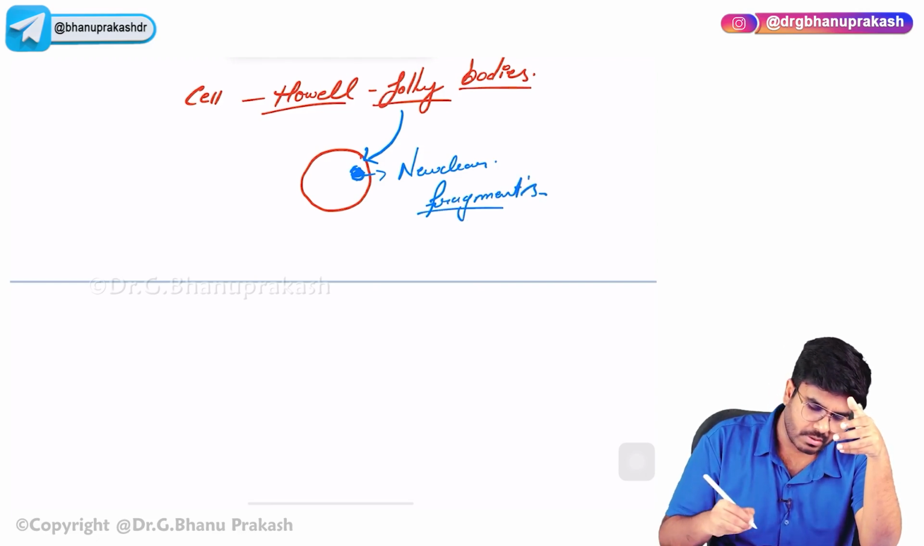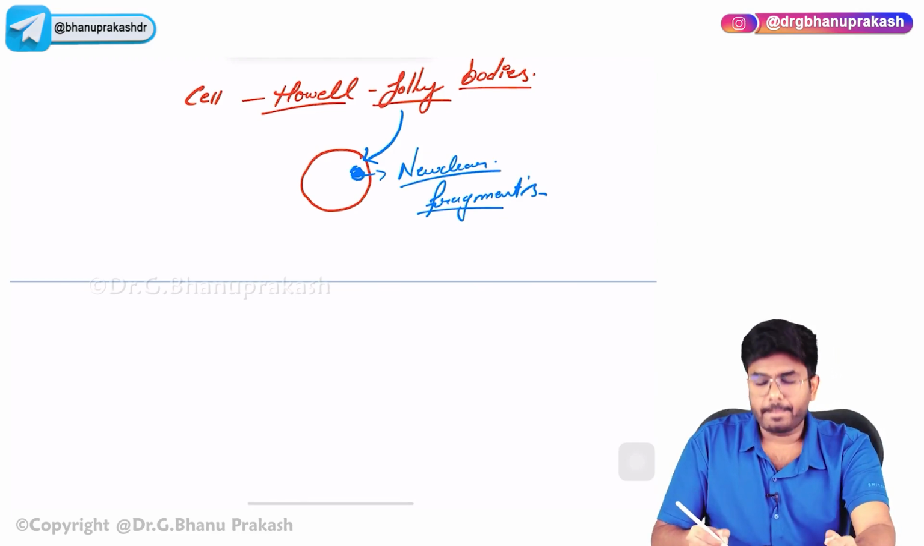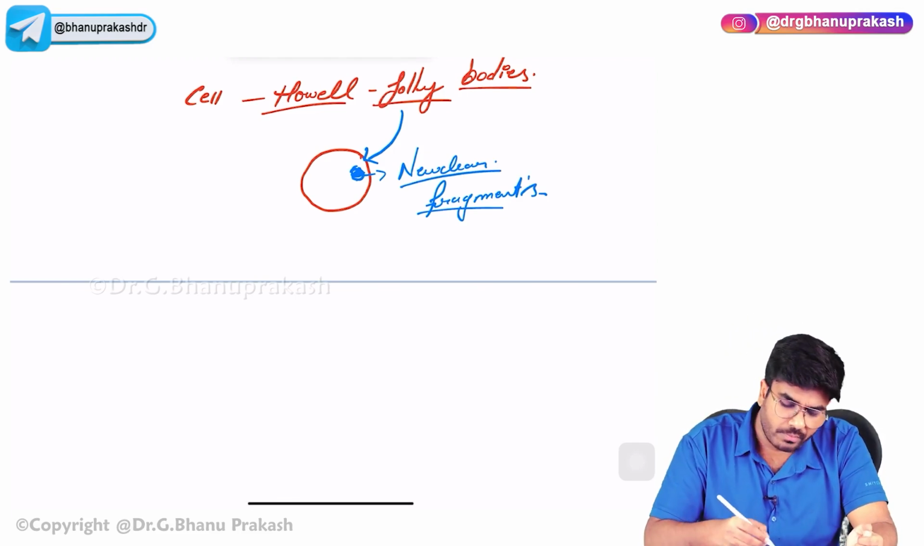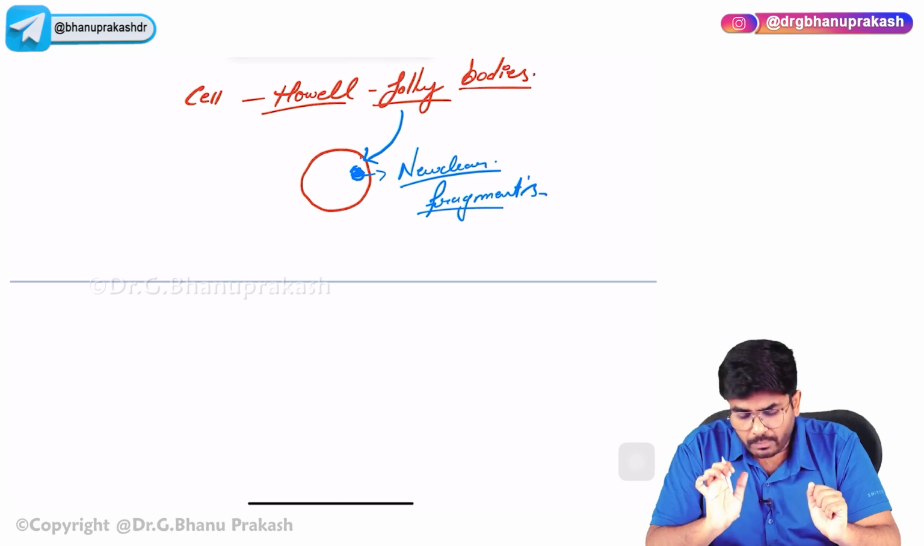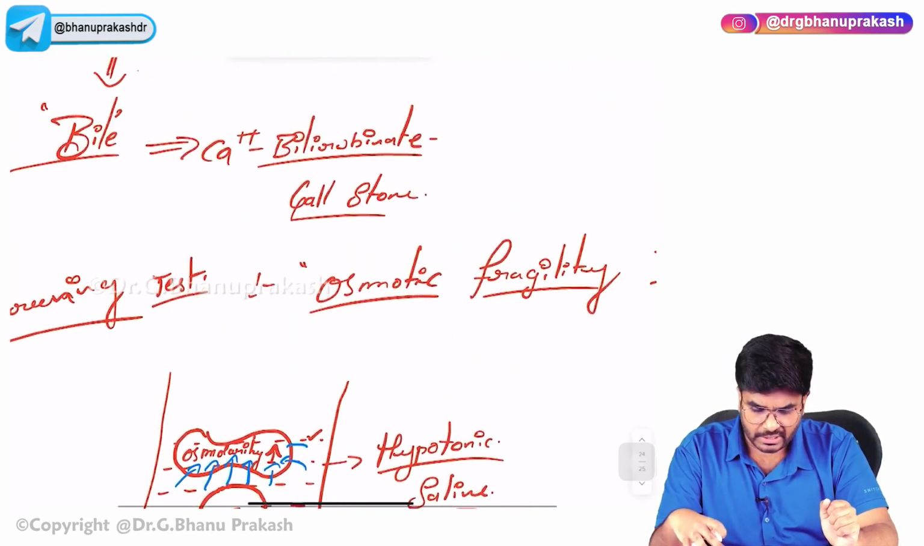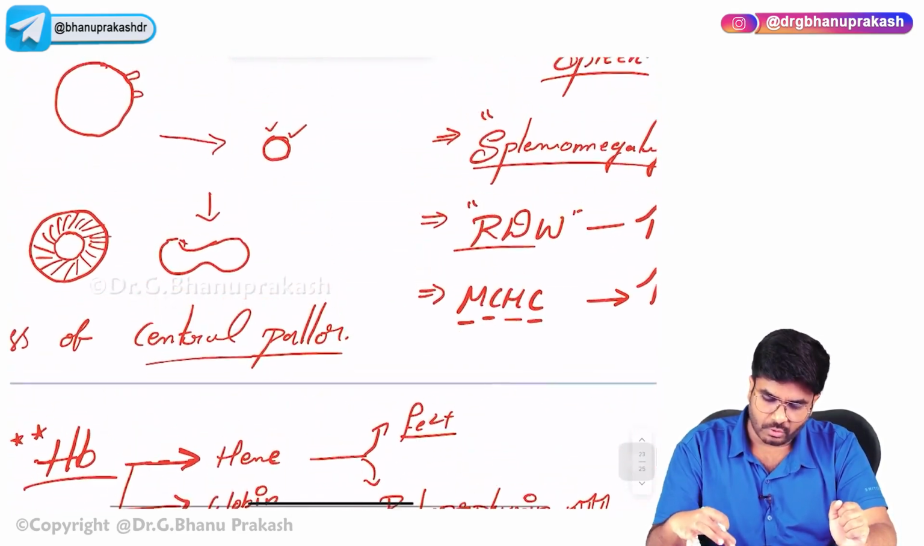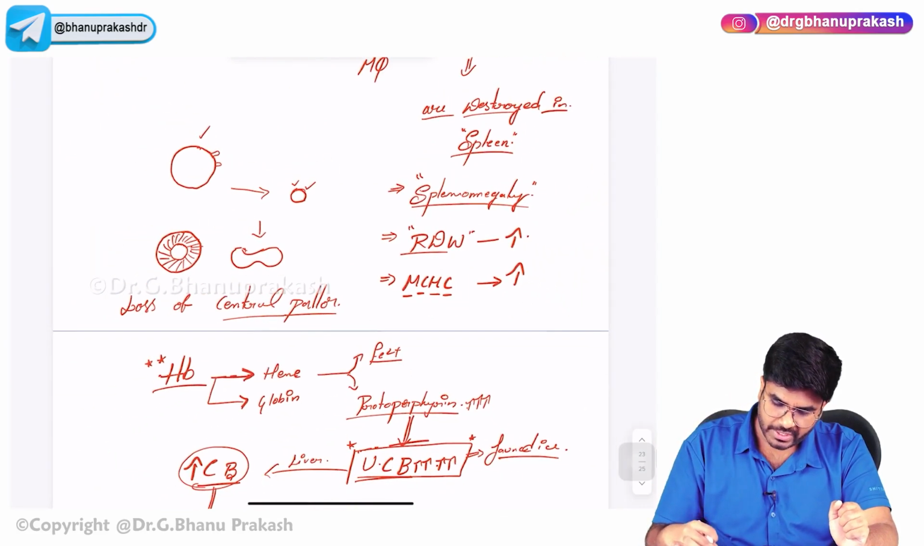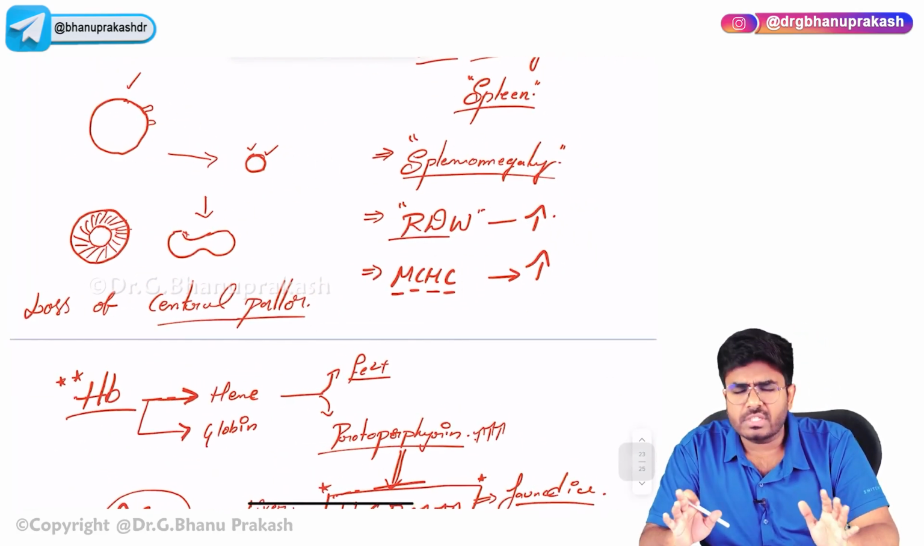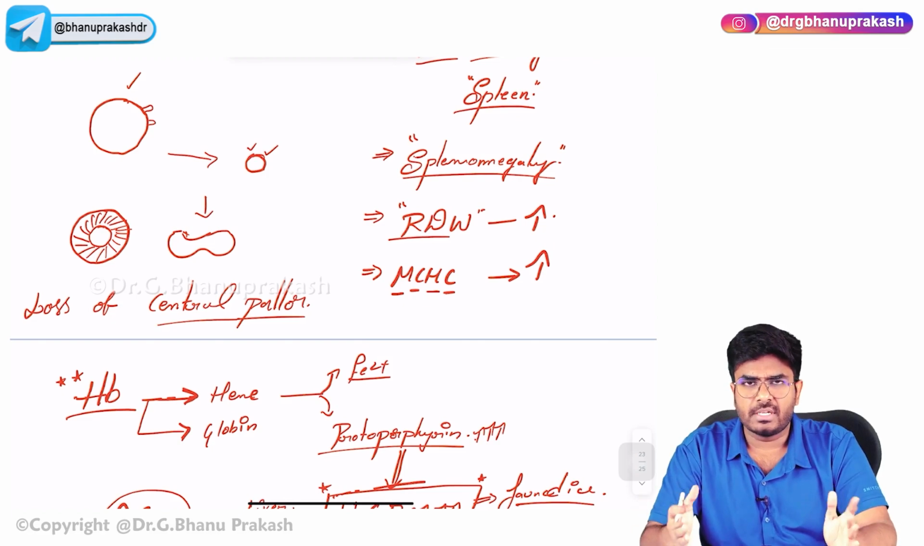Okay, so with this we have completed hereditary spherocytosis. One important point which I want you to know is that in these patients, continuously throughout the day, the spleen is trying to remove the RBCs. Continuously throughout the day, the spleen is trying to remove the RBCs.